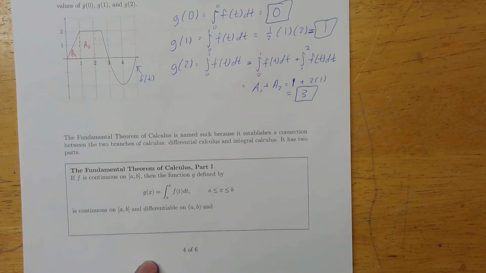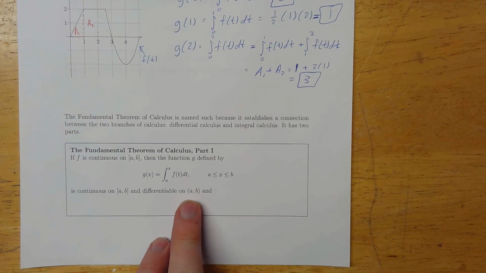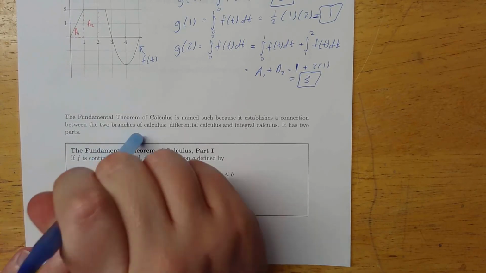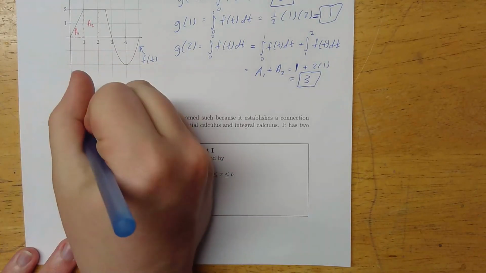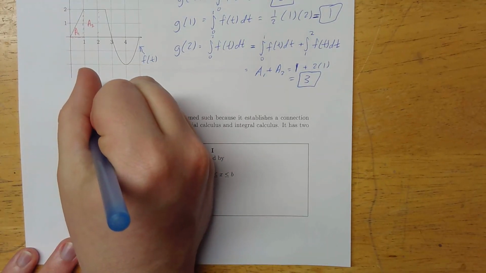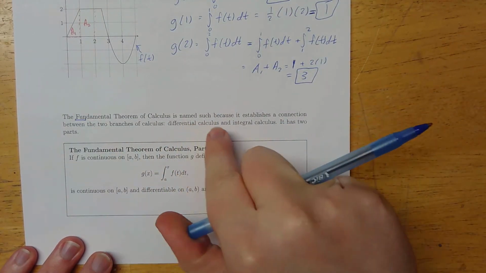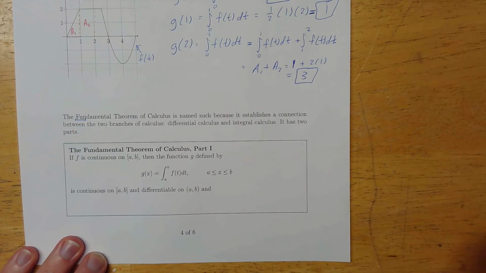All right, so what does all this have to do with calculus, right? We found a lot of areas, but why is that a thing that we care about? So this leads us to the fundamental theorem of calculus. It's got fun right there in the name. You have to be excited. It's how it works. I don't make the rules. The fundamental theorem of calculus is named such because it establishes a connection between our two big branches of calculus, differential calculus and integral calculus.